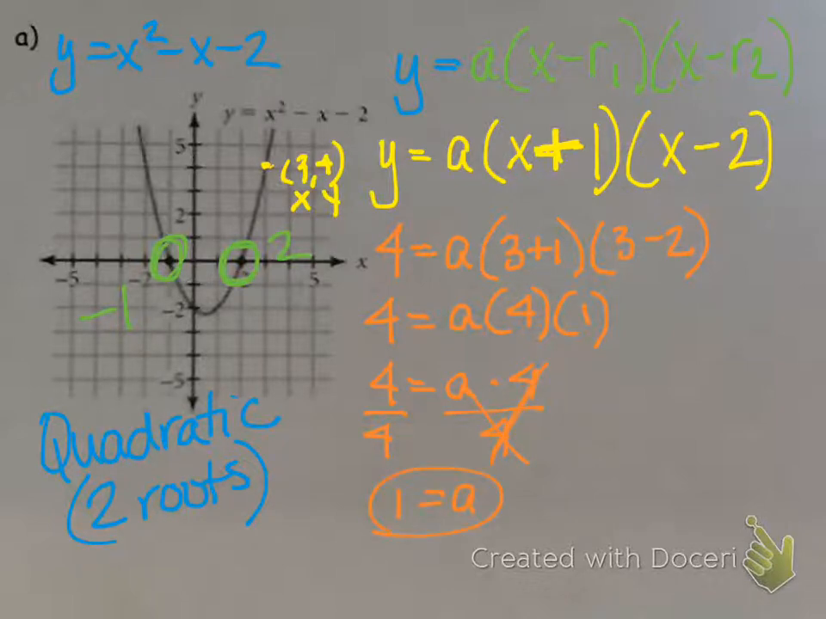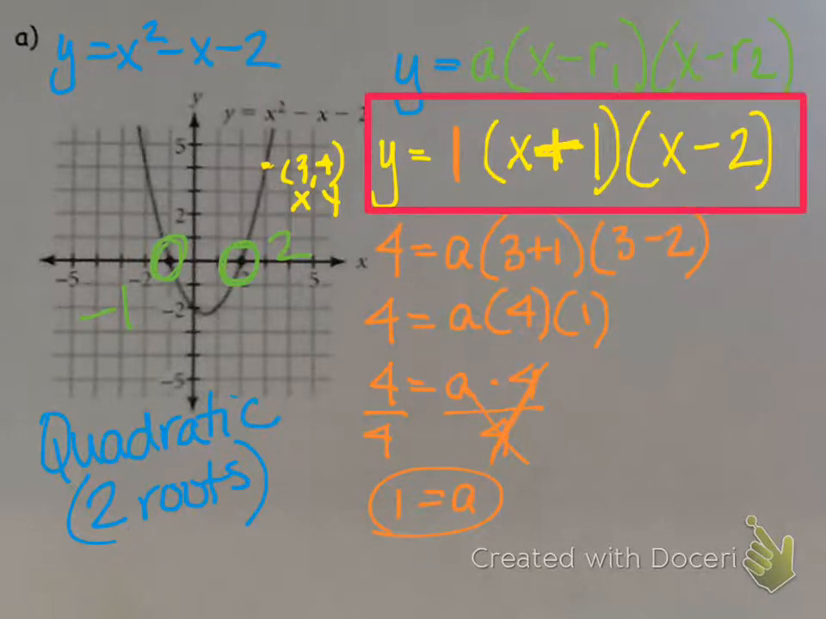So for my final equation, I would take out the a, and in place of the a is a 1. And this would be the equation for that graph in factored form, without actually having to factor the general form. You can use a graph to do it. Okay? So let's look at something a little bit more complicated, like B.